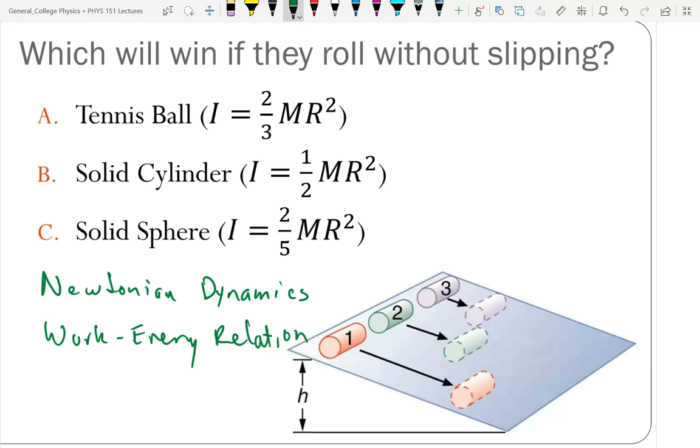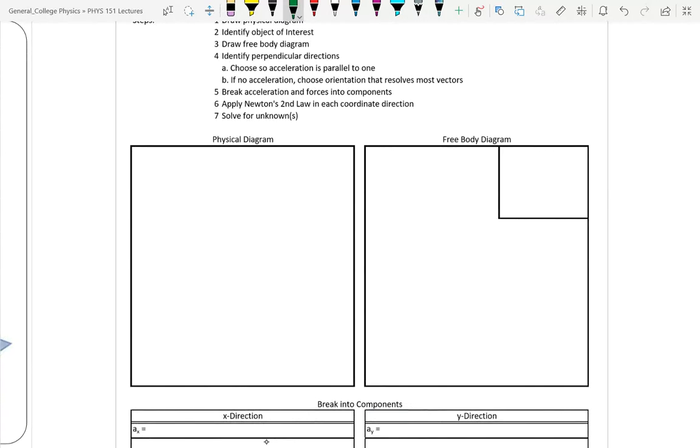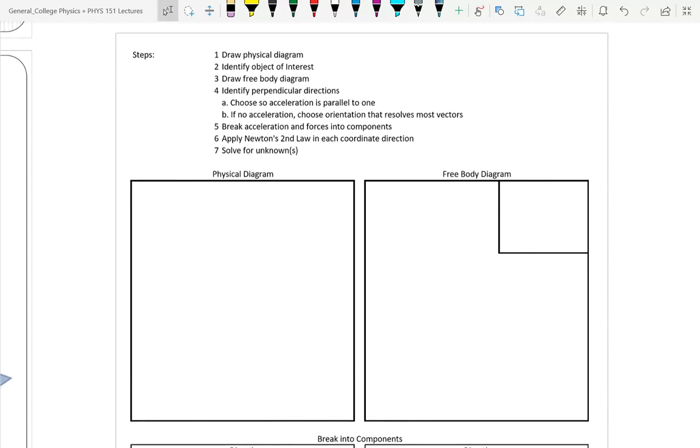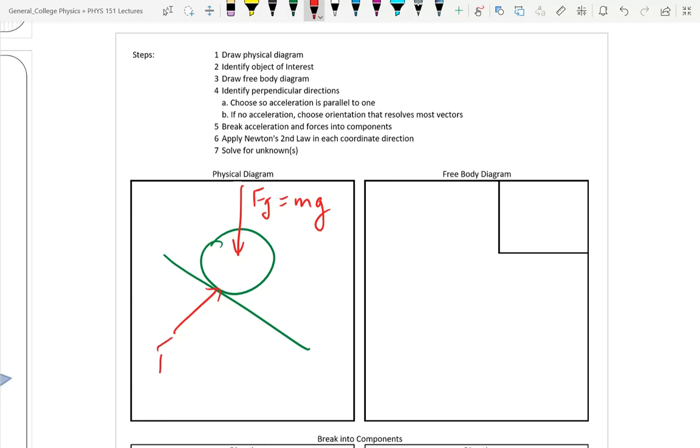So I put over here the little form that we used in lab when we did problems with the Newtonian dynamics. So I'm going to follow the directions there. So I'll draw a physical diagram here. Here's the ball. Draw the forces acting on that. Force of gravity equals mg. Force normal, that's unknown. Force of friction, that's unknown.